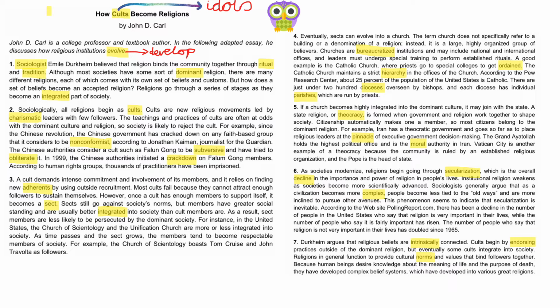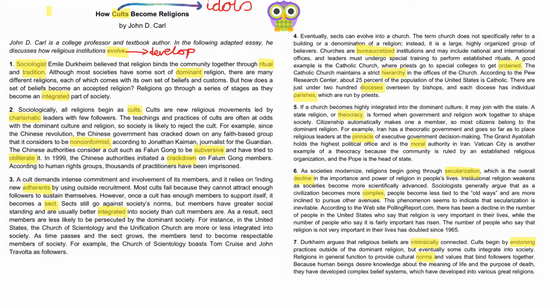Part 3, how cults become religions. In this segment of the lesson, we're going to be looking at the heading, or the topic. That's the essay by John D. Carl, and what we are going to look out for is a clue to some of the words in there that will give us a direction as to where this argument is going, or what this essay is about.